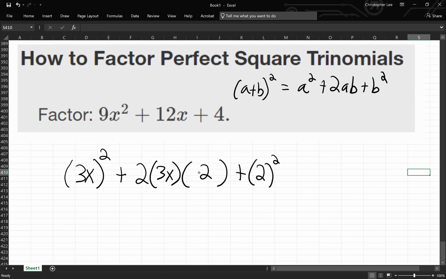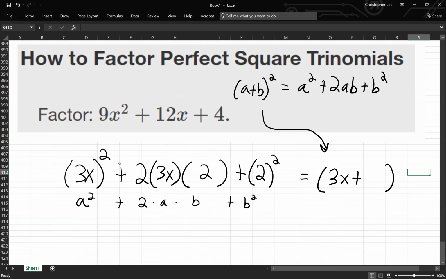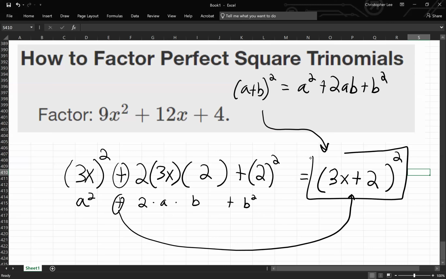So this is the a, 2, a, b, and this is the b squared. So what is the factor going to be? This is going to be, hold on, forgot the square right there. This is going to be what? The a term, which is 3x, plus, the plus comes from here, plus the b term, which is 2, squared. This is the answer, and I'm done.